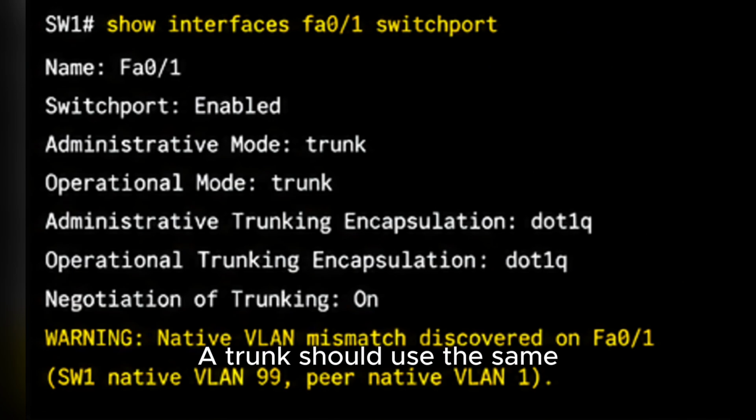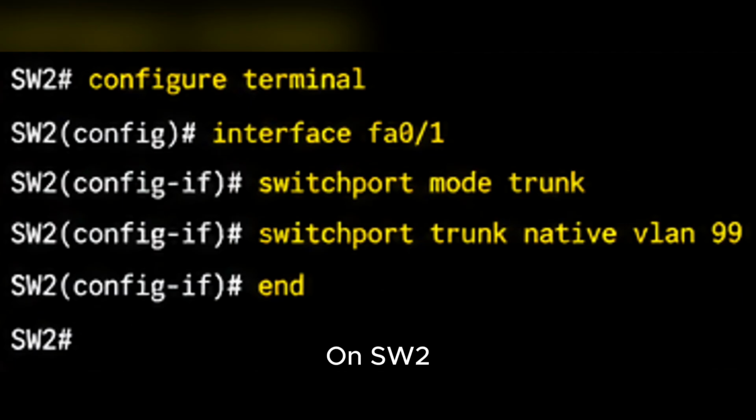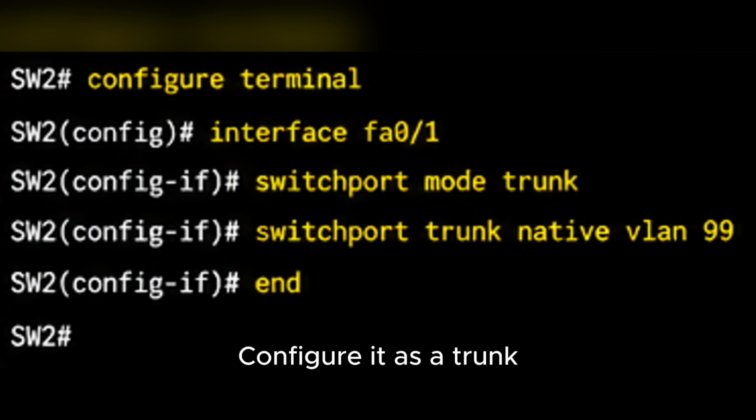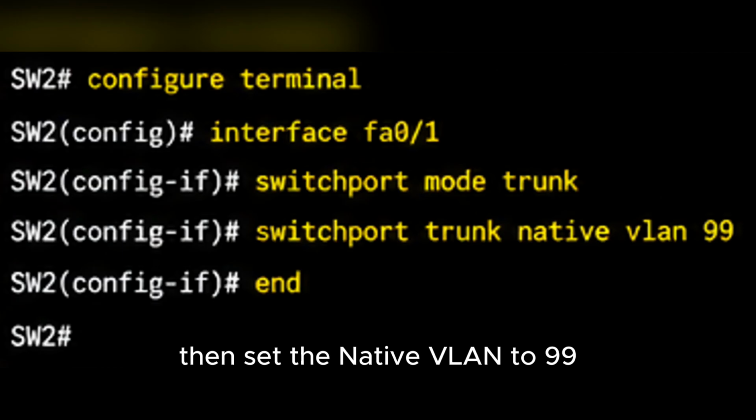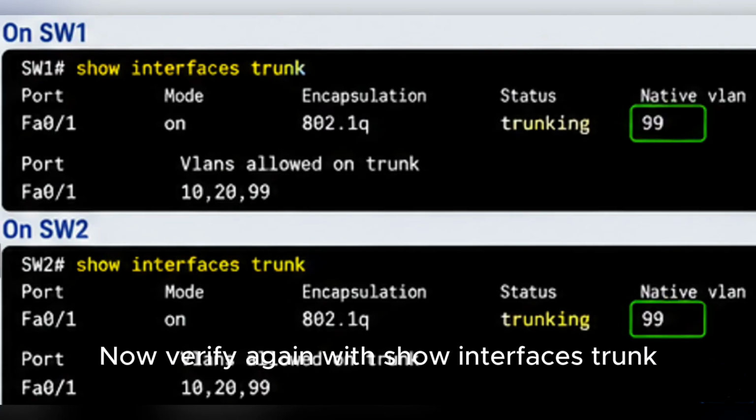A trunk should use the same native VLAN on both ends. On SW2, enter interface FastEthernet 0/1. Configure it as a trunk, then set the native VLAN to 99. Now verify again with show interfaces trunk.